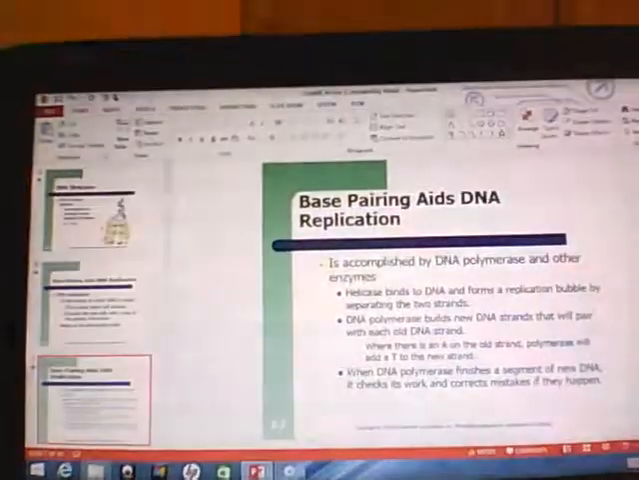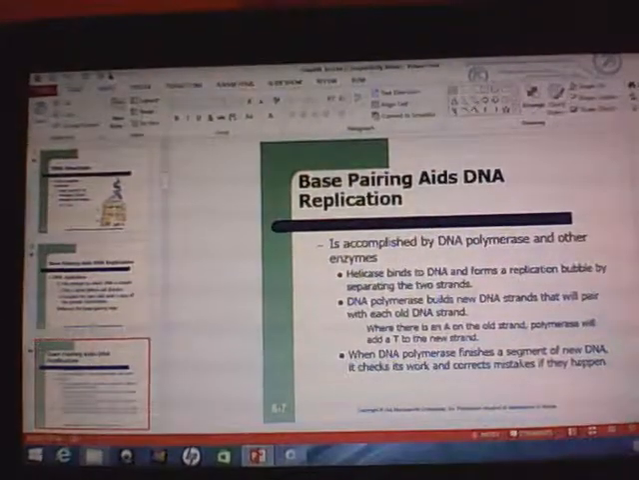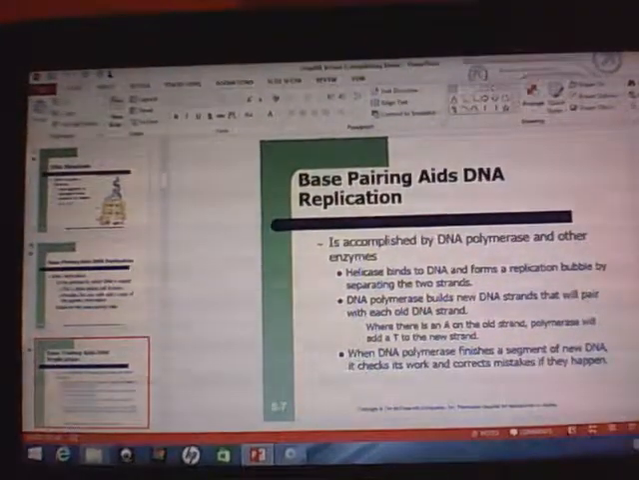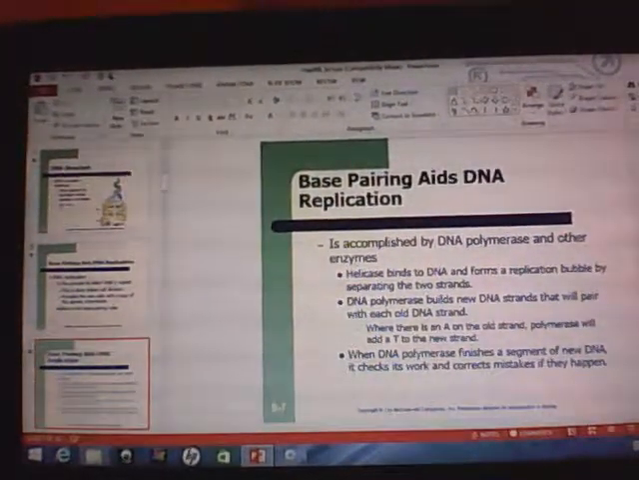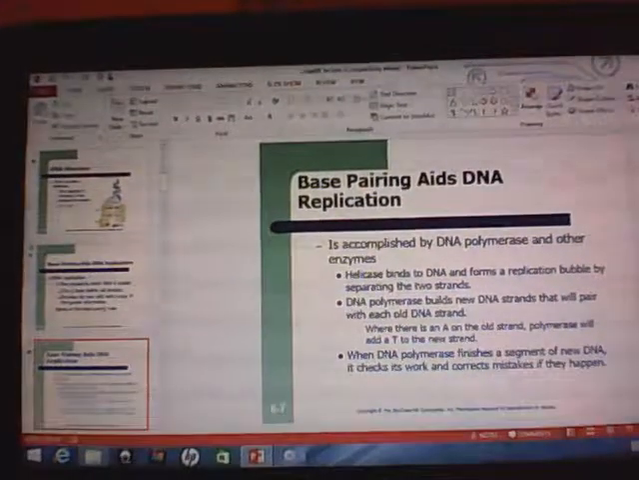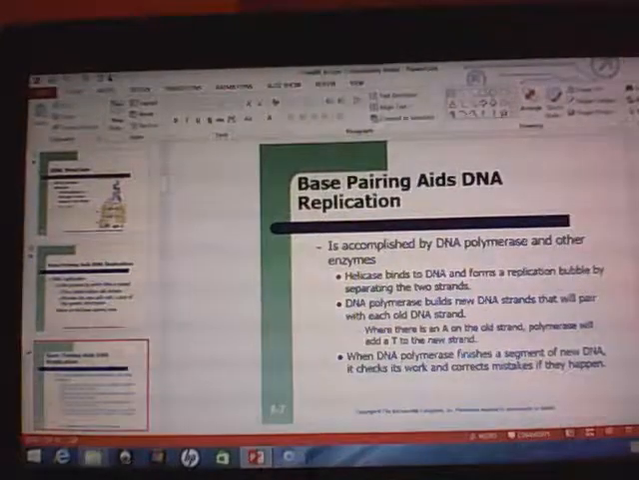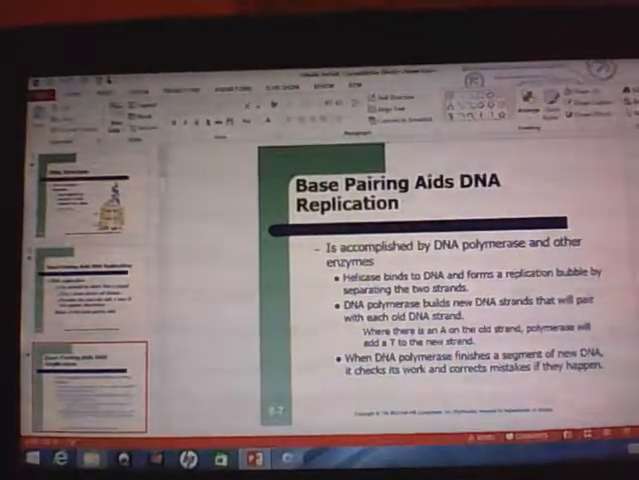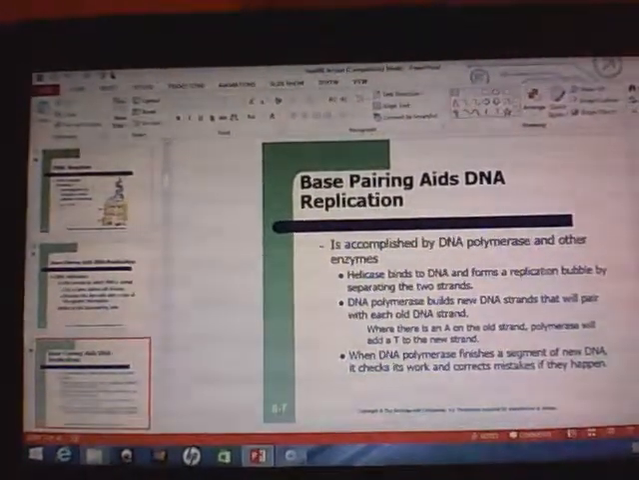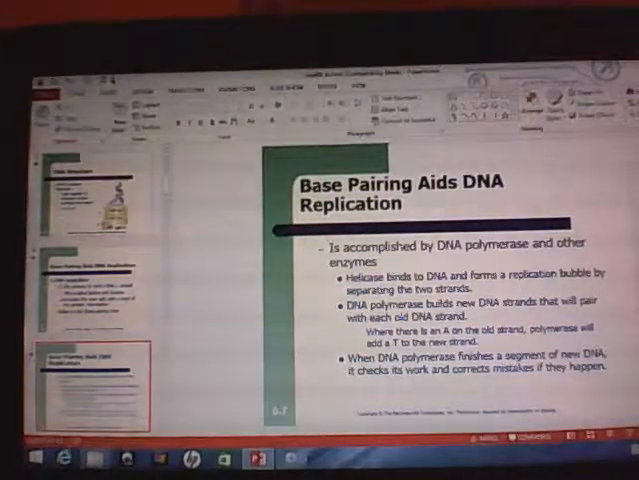Alright, so this means that where there is an A on the old strand, polymerase will add a T, because A always pairs with T. And if there's a G on the old strand, then the new strand will have a C. So A pairs with T, G pairs with C. Something that you just have to remember.